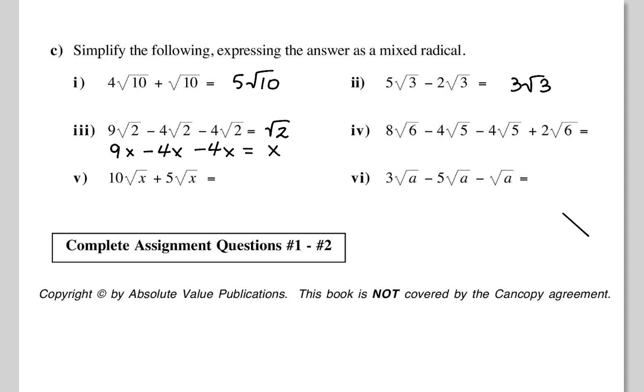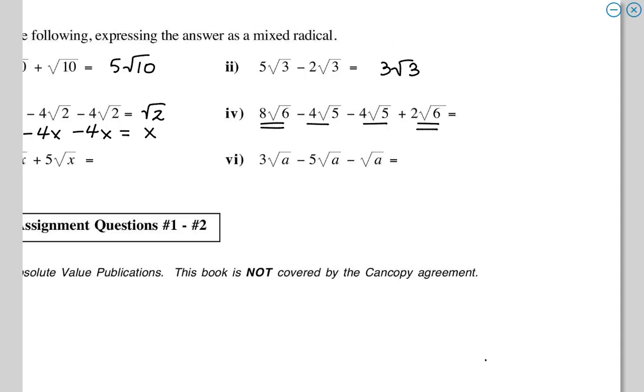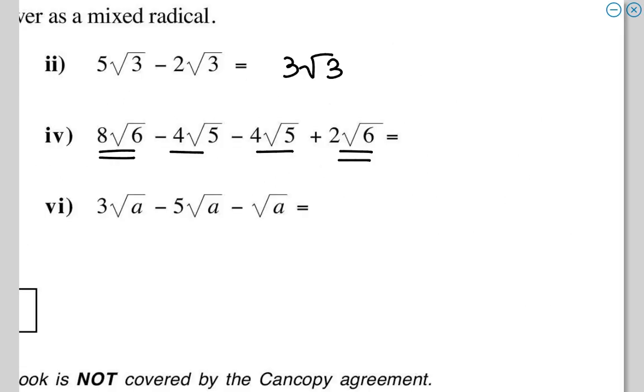So for part 4, this is like terms. So maybe I'll underline the like terms just to indicate that they're different in terms of similarities. So let me just get you some space over here. We have to put the root 6s together, and we have to put the root 5s together, but we have to keep them separate. So for example, how many root 6s do we have? 8 plus 2 makes 10. Good, you have 10 root 6s. And then how many root 5s do you have?